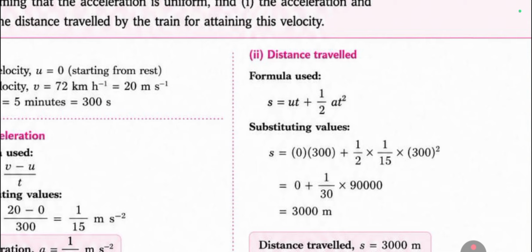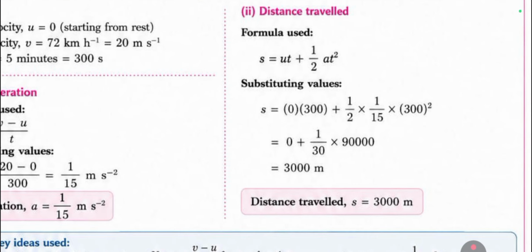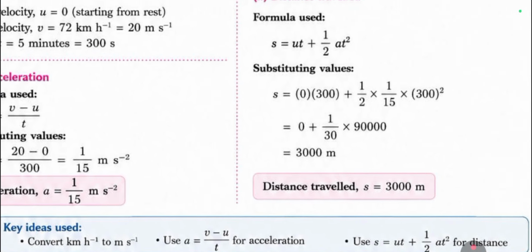Now we have to divide it by 90,000 into 3000. So 30, that equals 3000 meters. So the distance traveled by the train is s equal to 3000 meters.